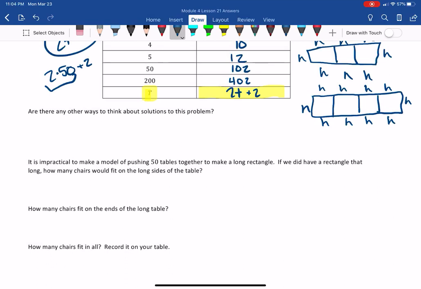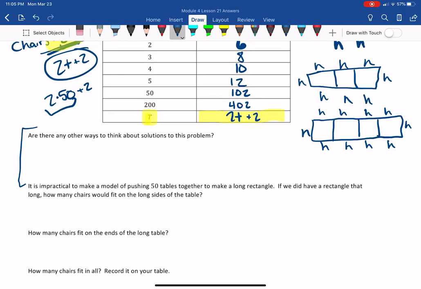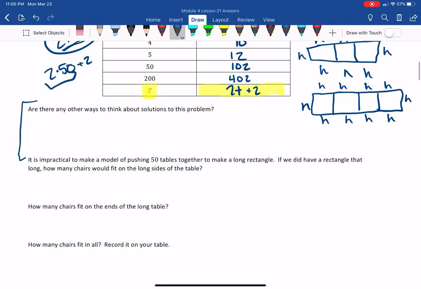So there's a lot of things we could do. Okay, if you think of another way, I want you to write it here. If you can't think of another way, it's okay, just leave it blank. But the reason why we wanted to come up with this is because if you see, it says it's super impractical to make a model for pushing 50 tables together, right? I didn't even want to do 4, but I did it to show you. So putting 50 tables, 50 squares together, that's a ridiculous model. So that's why it's super helpful to come back to our equation that we came up with to be able to figure out the table.